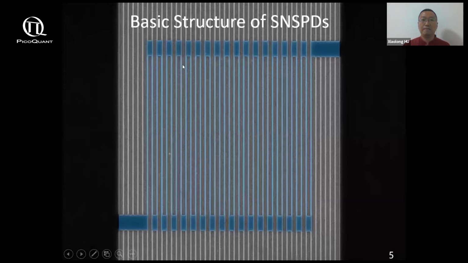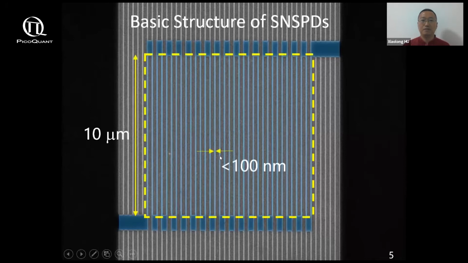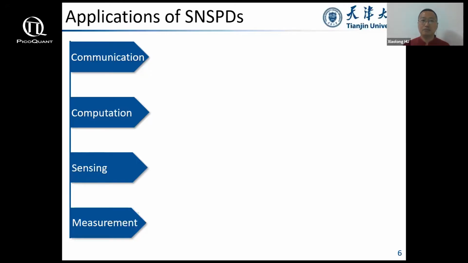And for an SNSPD, the basic structure is like this. It is made of niobium nitride thin film. Typically, the film thickness is about 10 nanometers or below, patterned into this serpentine structure. The blue part is the active area, and the width of the nanowire has to be below 100 nanometers, covering an area of 10 microns by 10 microns. So this is really a nano device, a small device with large impact.